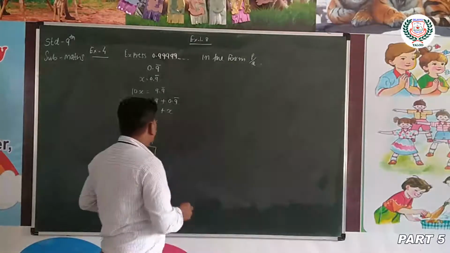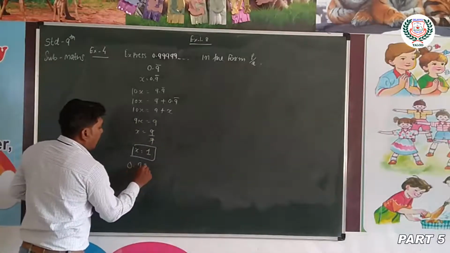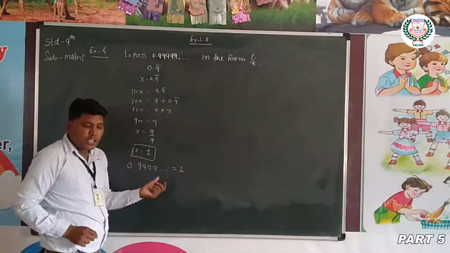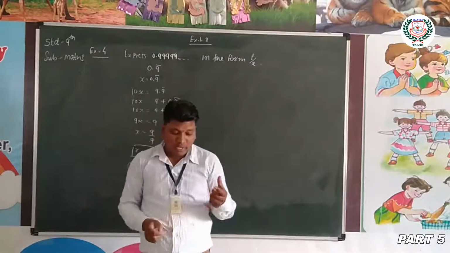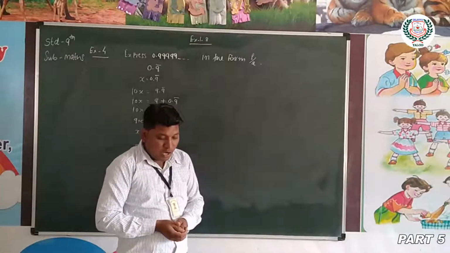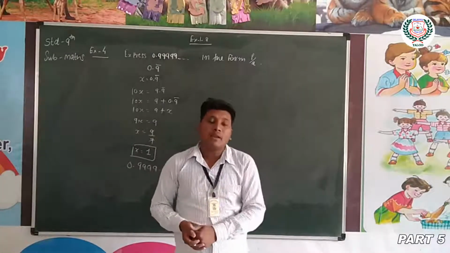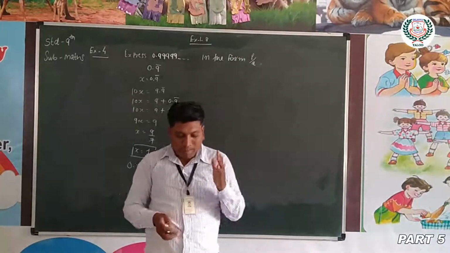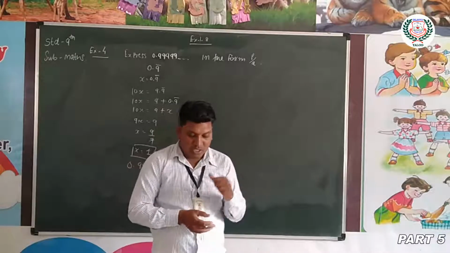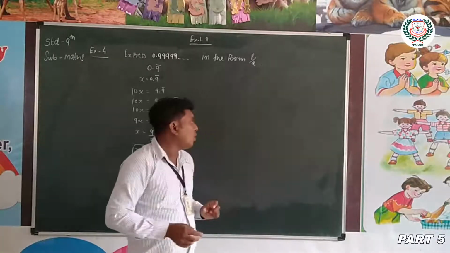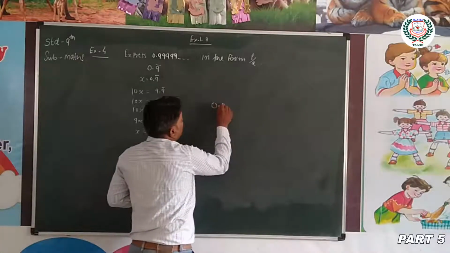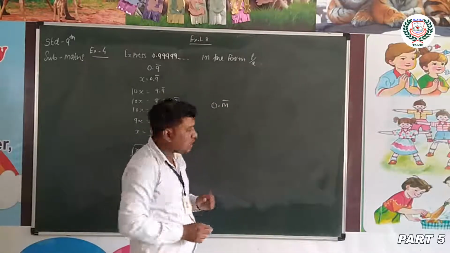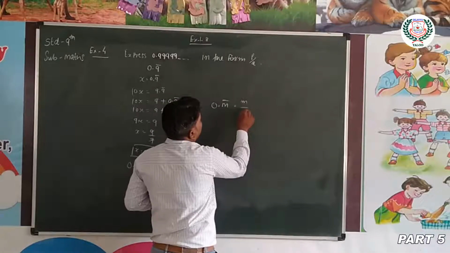Thus 0.9999 more times is equal to 1. It is nearest to 1, we can say that. In other words, 0.9 bar is equal to 1. This also follows the rule mentioned in the remember section, that 0.m bar is equal to m upon 9.